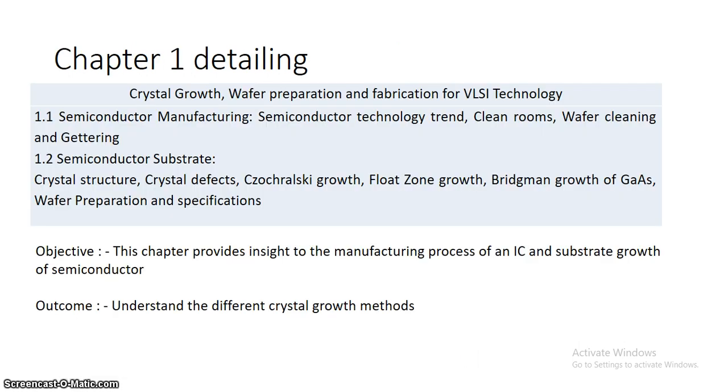The first chapter is a chapter for crystal growth, silicon crystal growth, your wafer preparation, that is, you will be preparing a silicon wafer, and the different fabrication for VLSI technology. In that, the first topic is semiconductor manufacturing, and the second topic is semiconductor substrate. The objective of studying this subject is to provide insight into the manufacturing process of an IC and substrate growth of semiconductor. Outcome: understand the different crystal growth methods.